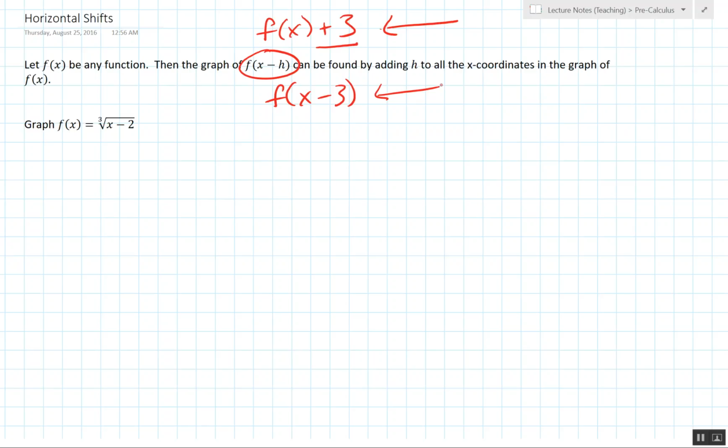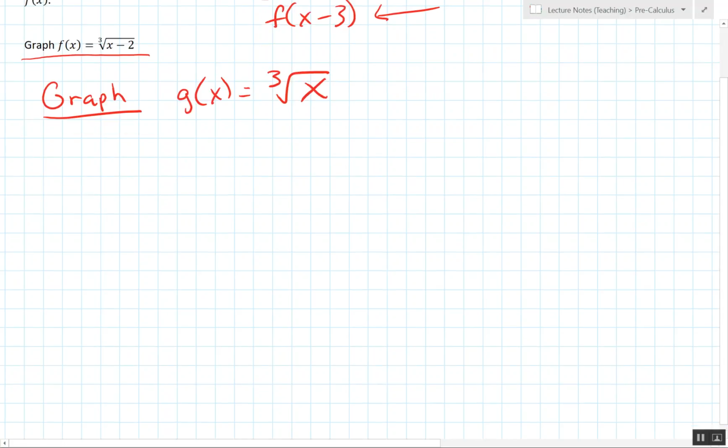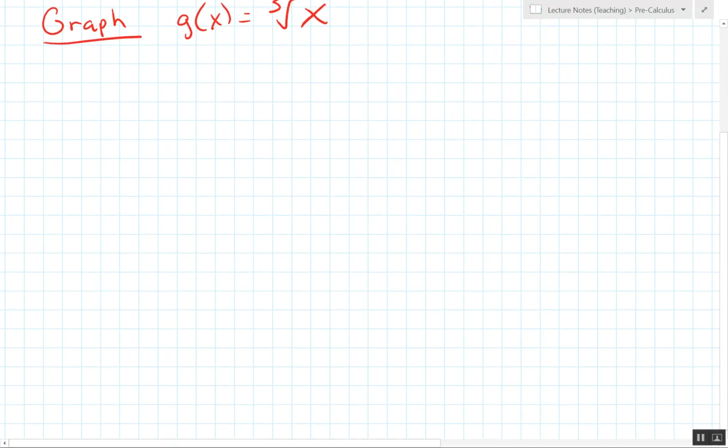So let's look at some examples here. First, we're going to graph f of x equals the cube root of x minus 2. Again, we're going to graph a preliminary function from our library. So this is going to be g of x equals the cube root of x. So we know this graph. It's not a hard graph to draw.